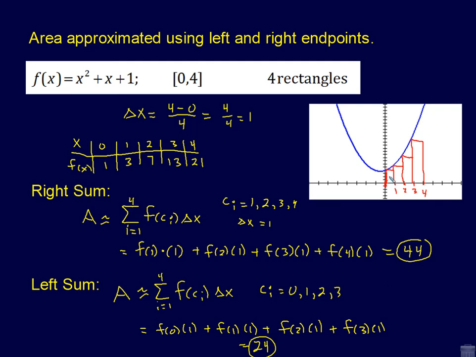Because the drawing shows all the rectangles lie below the curve, obviously, this answer is too small. So the exact answer, all we can do for now is say the exact answer of the area underneath the graph is something between 24 and 44. A good way to get a better estimate might be just to average the two numbers together. But for now, all we wanted was the right sum and the left sum. So the right sum is 44, the left sum is 24.